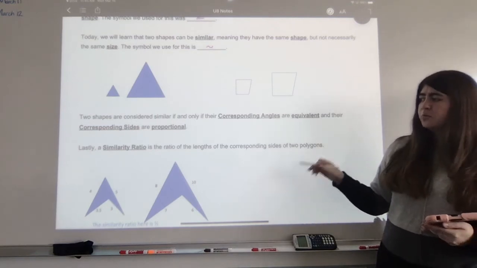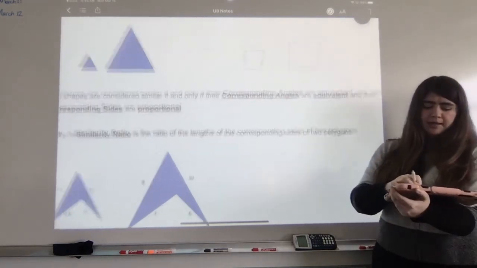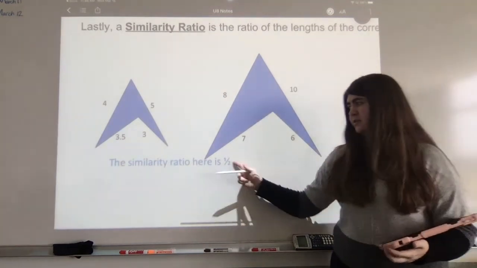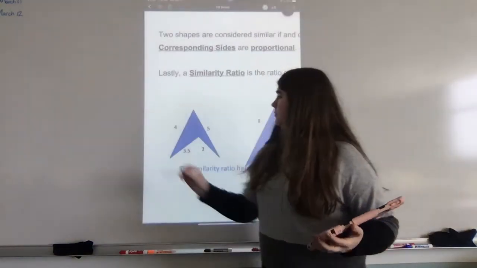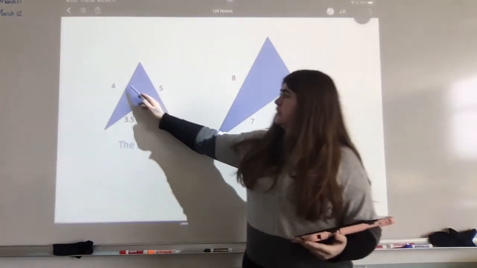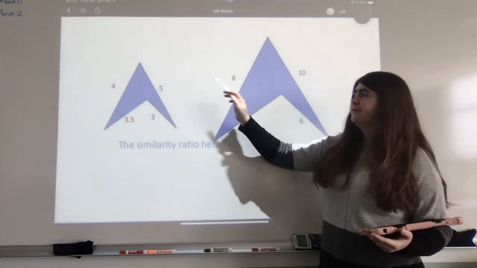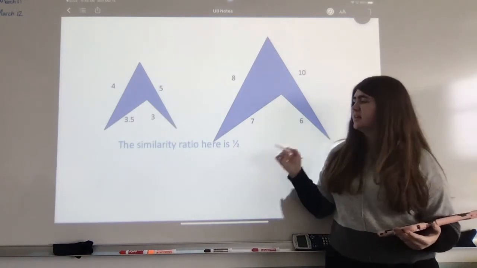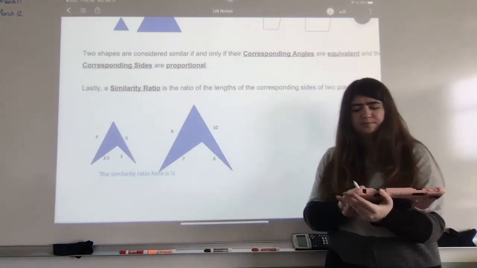Lastly, a similarity ratio is the ratio of the lengths of the corresponding sides of the two polygons. So if we look at these shapes here, the similarity ratio is 1/2, and we find that by taking one side and setting it on top of its corresponding side. 4 to 8 is the same as 1 to 2, so there is a 1 to 2 ratio. And that's a similarity ratio, specifically because it is between corresponding sides of similar shapes.